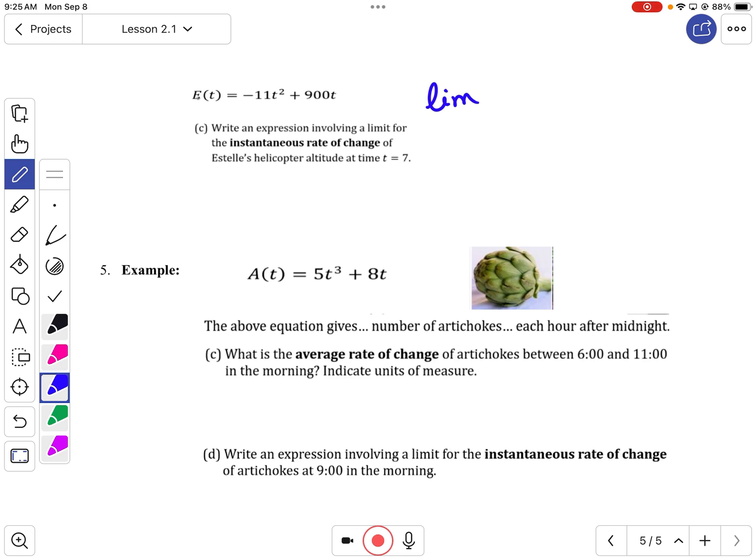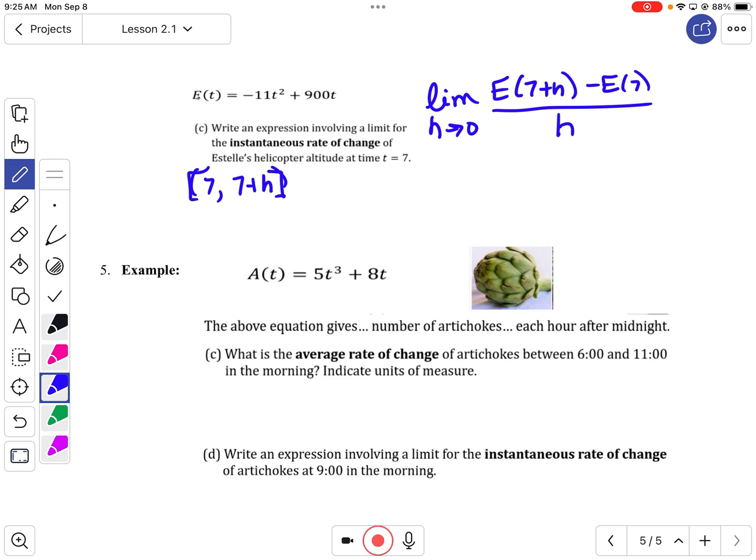You have 2 options here. I typically take the difference quotient because that's what I'm used to. So my 2 points would be 7 and then 7 plus h if I'm thinking about my interval. I'd want my limit as h approaches 0, plugging into E, 7 plus h, minus E at 7, and divide it by h. And that's all it's looking for. It's getting used to writing those limit expressions for instantaneous rate of change.